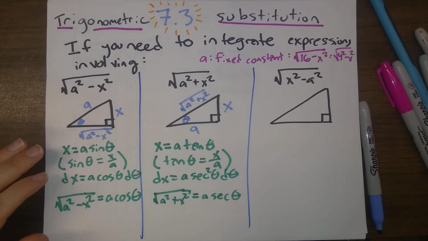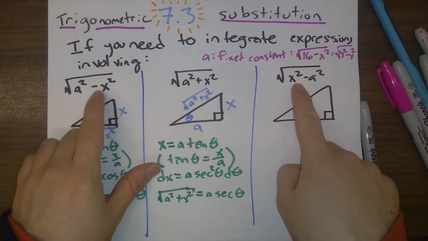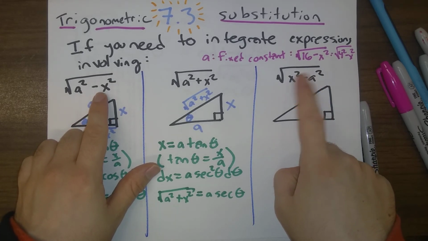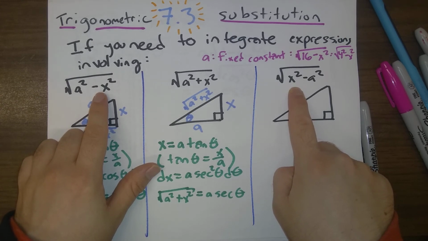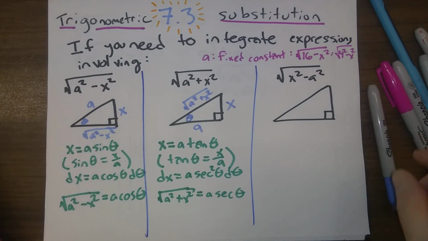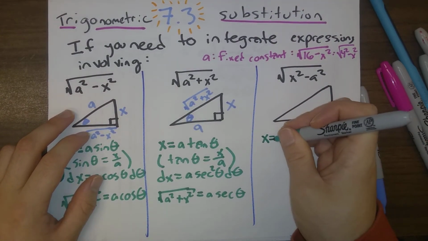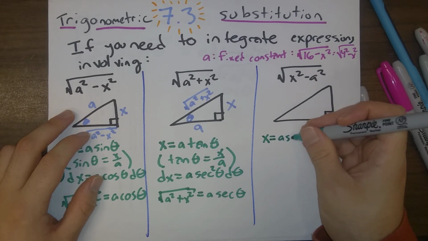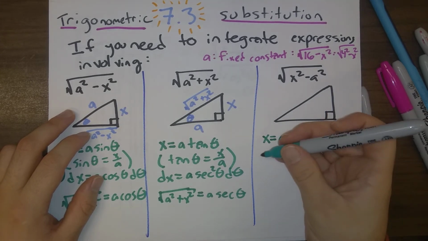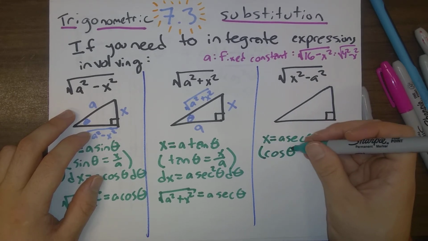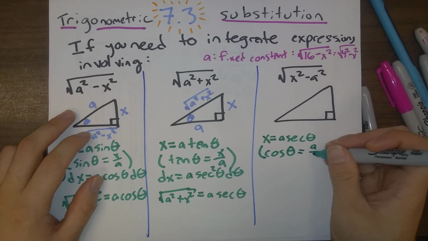Our third case, the square root of x squared minus a squared. So note the difference here. Order matters. This would be the square root of 16 minus x squared. This one would be the square root of x squared minus 16, would be the sort of thing that we're looking for. And the substitution to make over here would be x is equal to a times secant theta, which ends up as equivalent to cosine theta is equal to a over x.